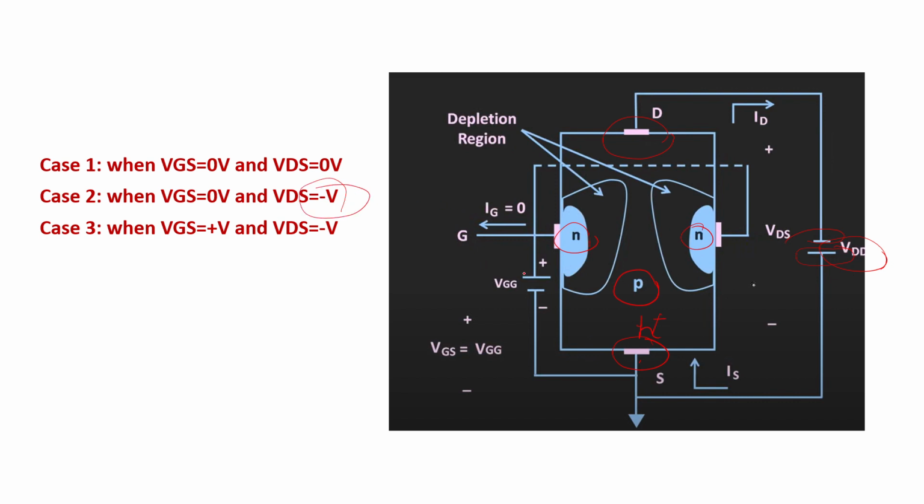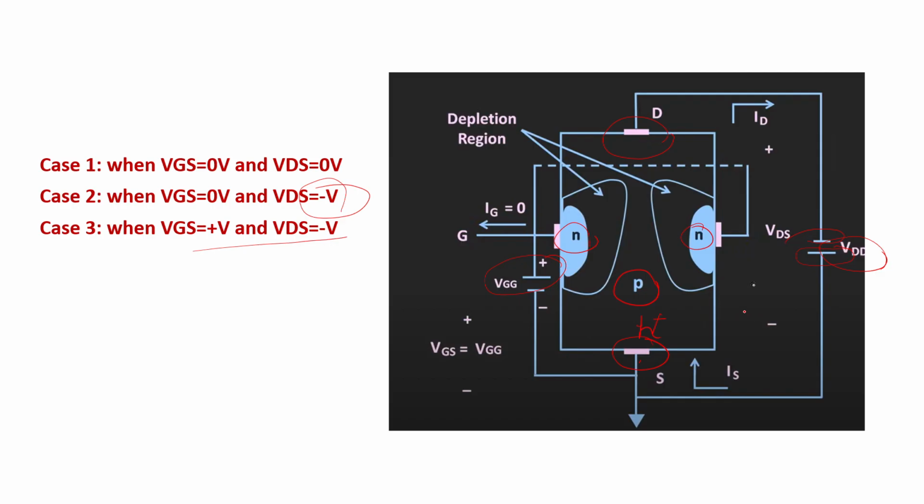Since this is negative, VGS will be positive. And the same three cases: VGS equal to 0, VDS equal to 0; VGS is 0, VDS is negative; and VGS is positive, and VDS is negative. And the same thing happens here, but the current conduction is due to the majority charge carrier holes. Okay, so when VGS and VDS both are 0, the current will be 0 because there is no movement of holes from source towards the drain.